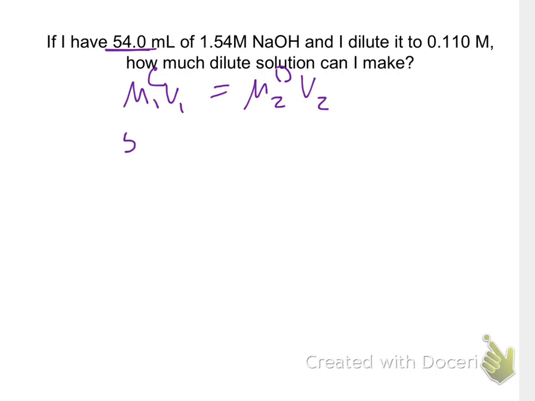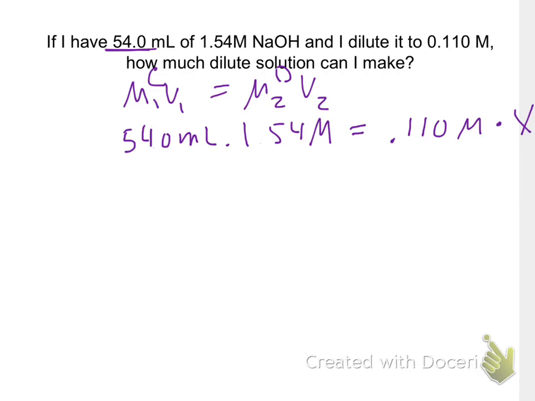So if I have 54.0 milliliters of 1.54 molar, right? And I want to dilute it to make 0.110 molar. The question is, how much dilute solution can I make? So I don't know what the volume is going to be, so I'm going to make that X. Now, one of the things you might ask yourself is this is 54 milliliters. It's not liters. It's not molar times liter. So let's just take a look.